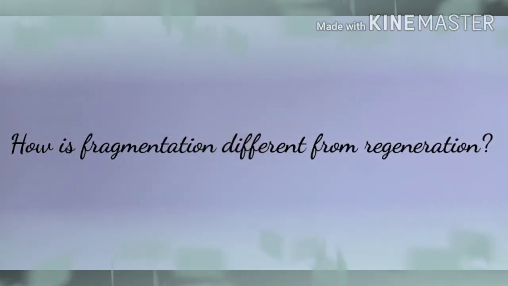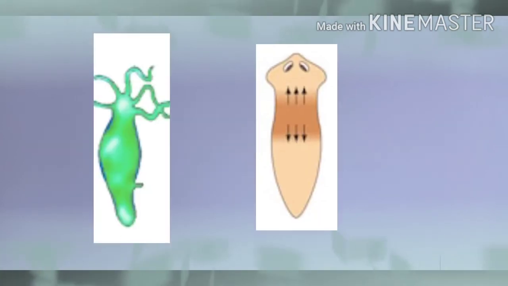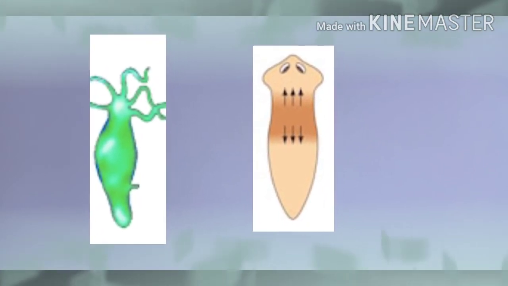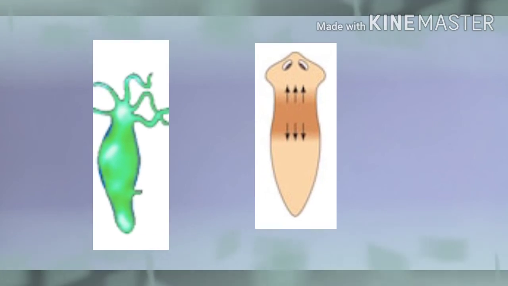Now the question is, how is fragmentation different from regeneration? If you look at Spirogyra, it has a very simple body design, although it is multicellular. So the different pieces break and they grow into new individuals. But it is not true for all multicellular organisms, because their body is made up of specialized cells which organize into tissues, and tissues organize into organs. So therefore multicellular organisms use more complex ways of reproduction. In the case of planaria and hydra, there are specialized cells, as we have discussed earlier, which help in regeneration.